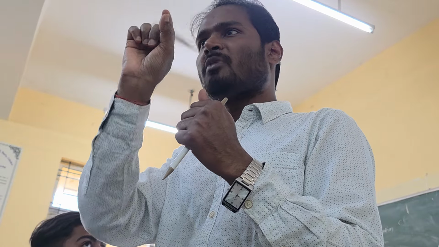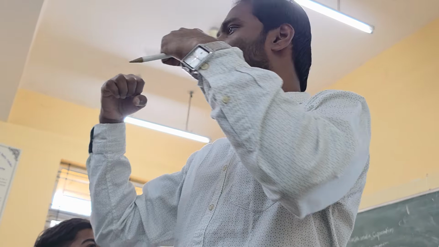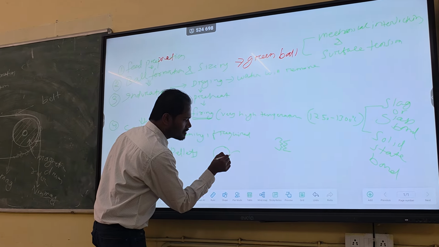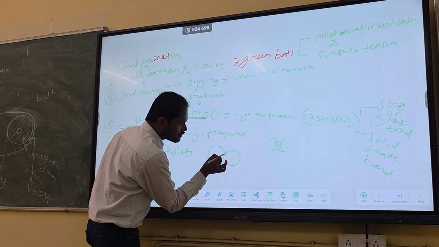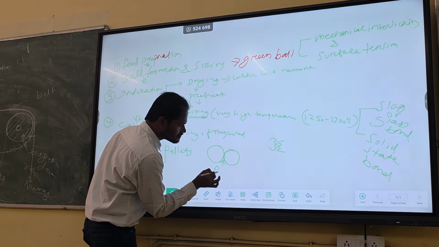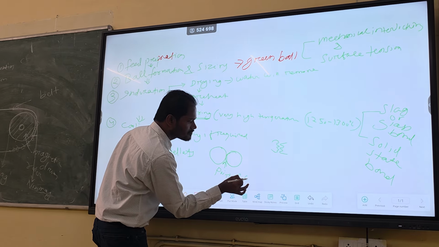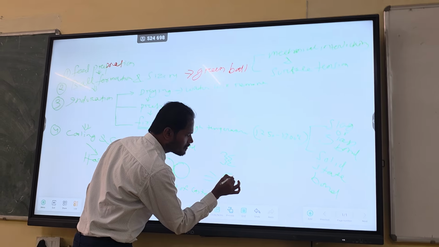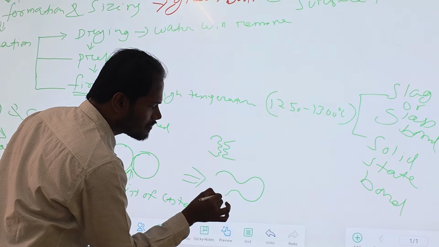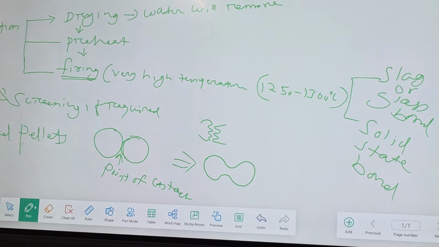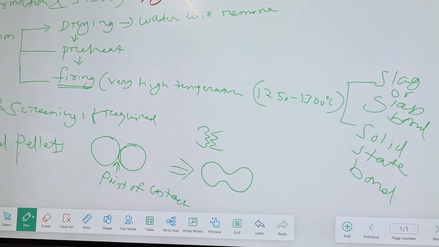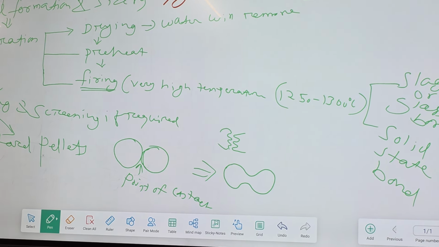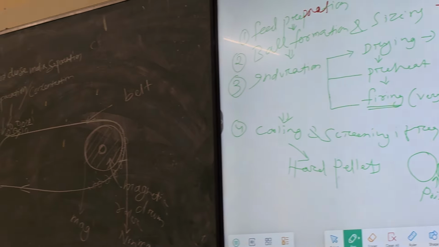Why? Because some atoms will migrate from here, some atoms will migrate from there, and they will form a neck like this. I am not going into details. For example, this is a particle, this is another particle, and they are together. This kind of thing will happen automatically. See, these two particles got bonded in solid state. This solid state bond basically forms due to diffusion of atoms, migration of atoms from one location to another location.